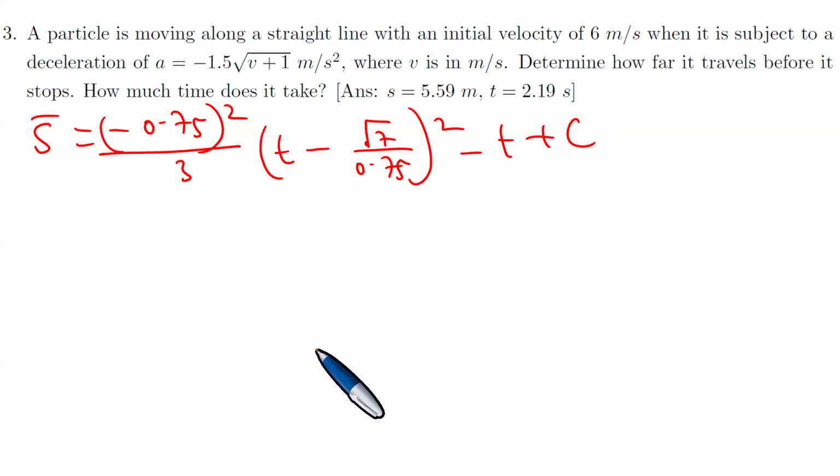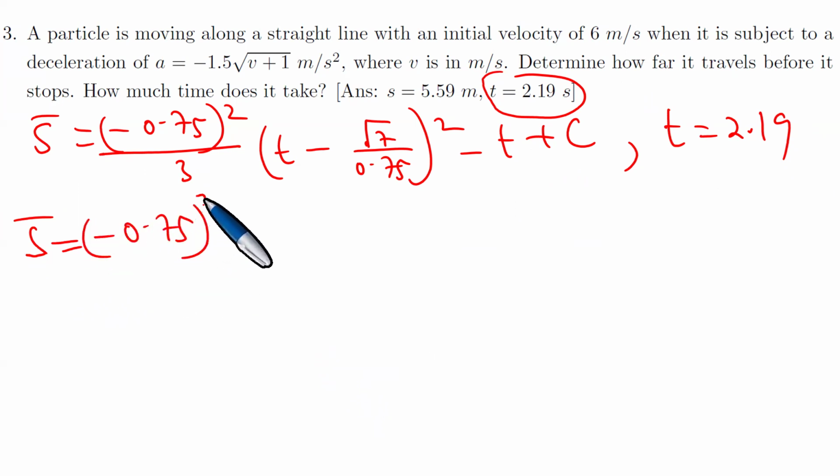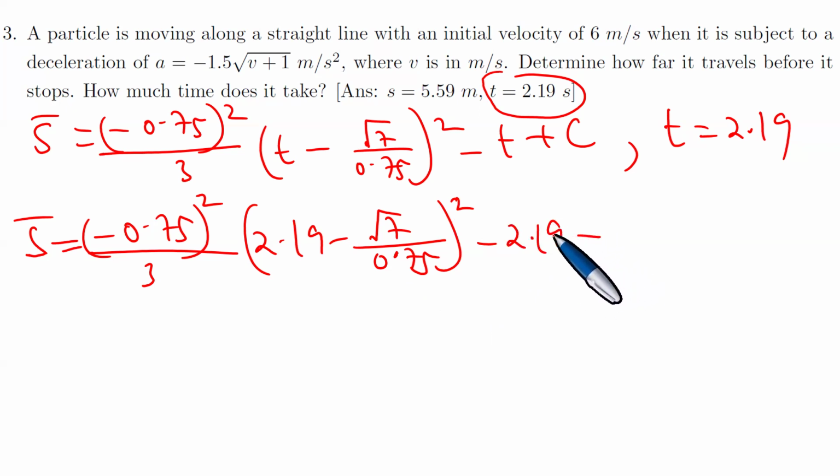Okay. Determine how far. We determined the time whenever it stops. We saw that the time was 2.19. So now how far? Now this is the displacement equation. So how far? 0.75 negative all squared divided by 3, 2.19, the square root of 7, 0.75, you square, minus 2.19. I'm sure we can admit that c is 0.